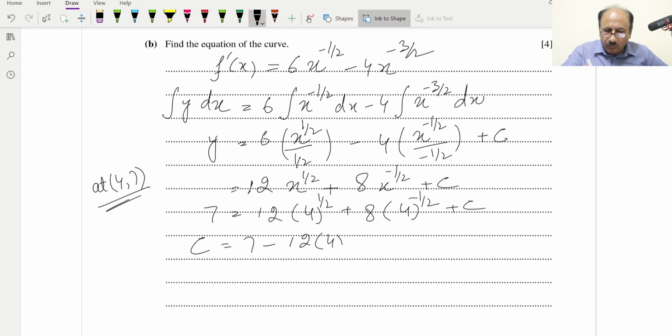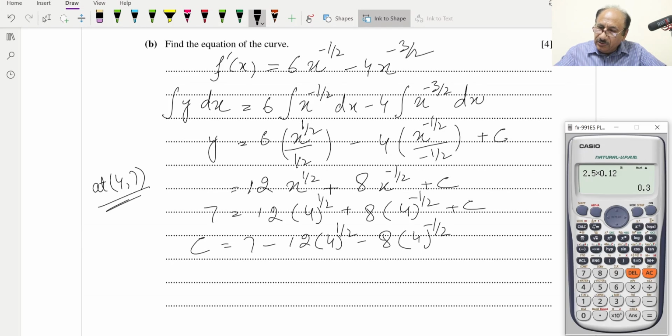and we can write c is equal to 7 minus 12 into 4 raised by 1 by 2 minus 8 into 4 raised by minus 1 by 2, and this we can simplify, 7 minus 12 into 4 raised to the power 1 by 2, I will write 0.5, and minus 8 into 4 raised to the power minus 0.5, and this will give us minus 21.